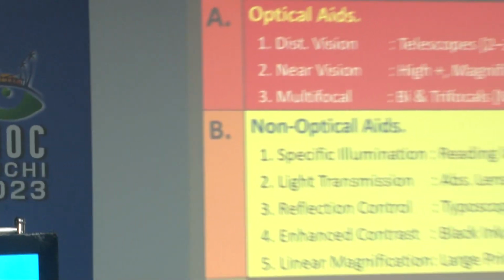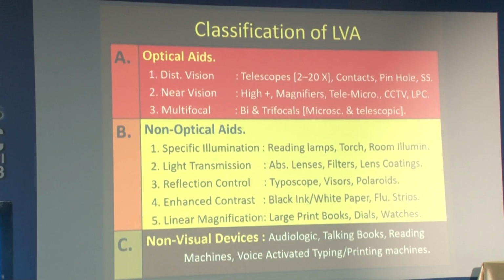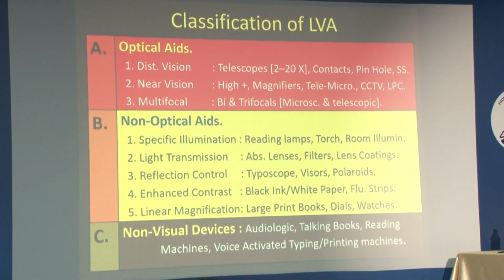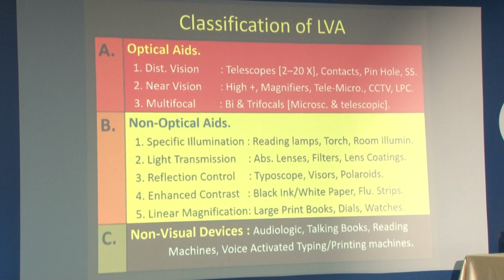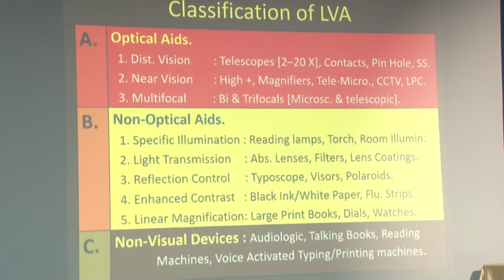Coming to the types of LVA. So we basically classify low vision aids into three categories: optical aids, non-optical aids, and non-visual aids. What are these optical aids? Optical aids are the ones that basically correct the distance or the near vision. So for distance, we'll have telescopes, contacts, pinholes. For near, we'll have magnifiers. And well, multifocals, that address both the distance and near vision.